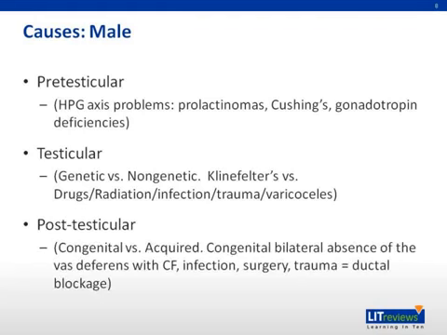Post-testicular causes are things that don't allow normal transport of sperm through the ductal system. These can be congenital or acquired. Men who are exposed to DES in utero, for example, can have hypospadias, cryptorchidism, or other blockages. Congenital absence of the vas deferens is sometimes seen with cystic fibrosis patients. Non-genetic causes are things like infections, surgery, and trauma as above.